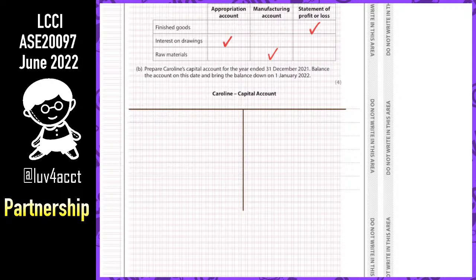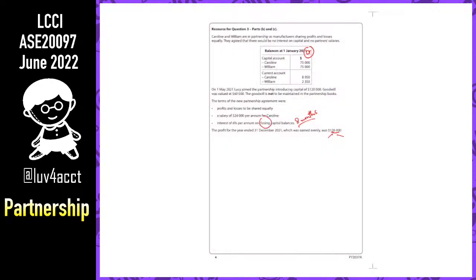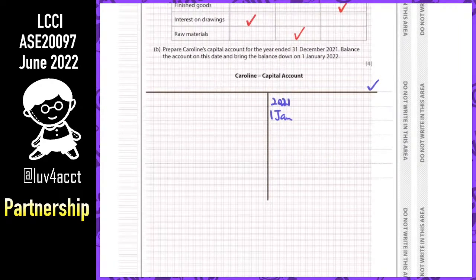So remember, for capital account, it is on the credit side. Year 2021, the 1st of January, is it 75,000? Yes. We have 75,000 opening balance brought down.